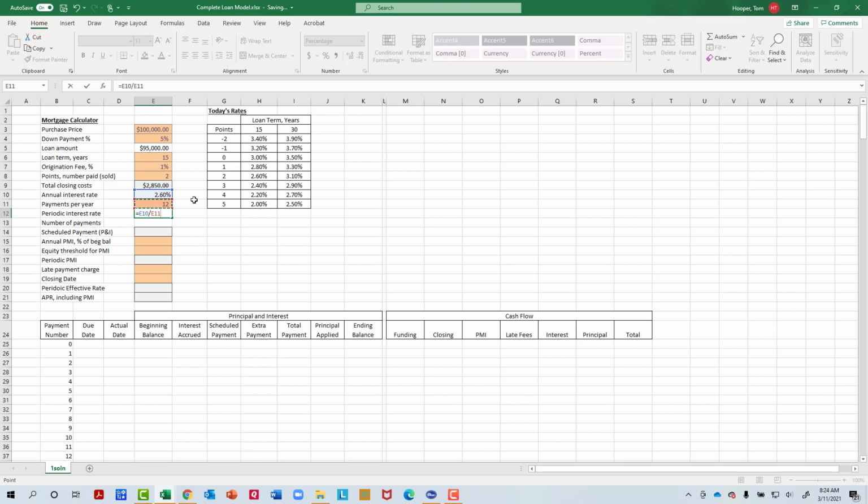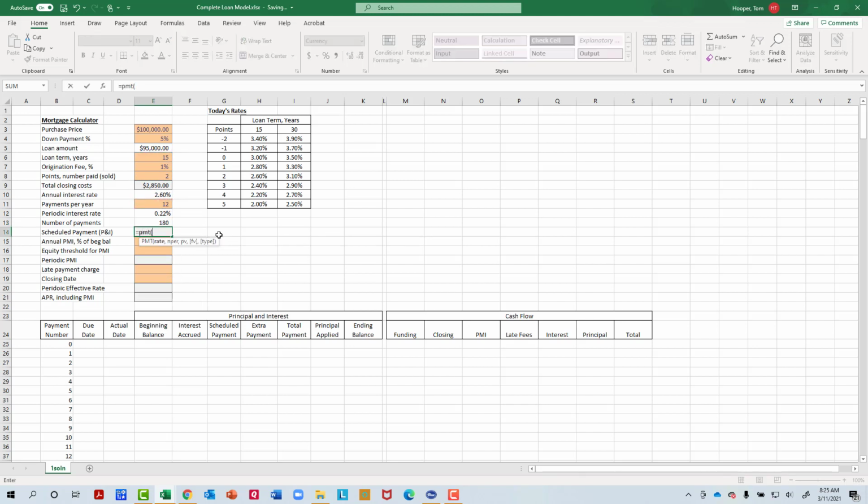It's completely wrong in terms of any finance theory or compounding interest calculation. It's just a nuance that the bank uses to make the math simple and to actually charge a slightly higher interest rate than you would think you're getting. Compounded 12 times per year, 0.22 is going to be higher than 2.6. And then the number of payments, of course, is just going to be the loan term times the payments per year. And so we can calculate a scheduled payment.